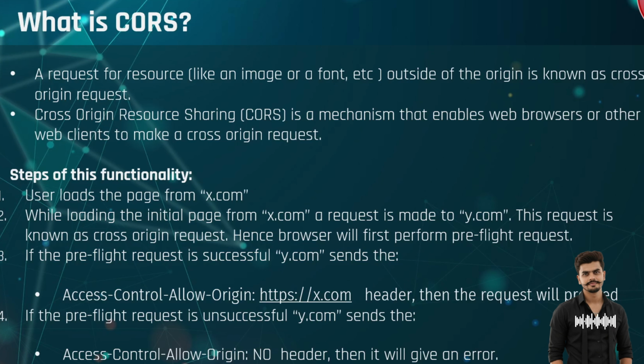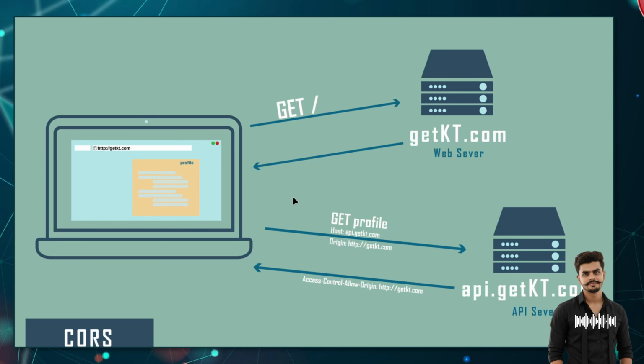So it is a functionality where a domain can request certain resources from another domain. Normally, users will be requesting resources from the domain, right? But in this case, the domain will be requesting another domain in order to get some resources. Even some domains might have a separate subdomain to store some resources. Even then, it might have to use CORS functionality in order to fetch the details. Here, this web server is trying to fetch the details from this server.